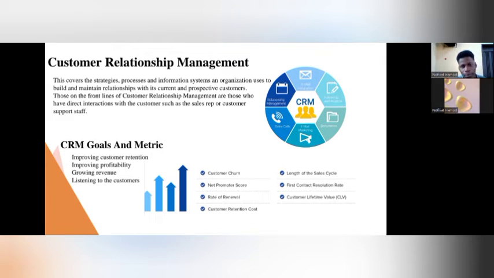Customer relationship management goals would include improving customer retention, that's retaining customers, allowing customers to come back for more goods, improving profitability, and growing revenue. Those will work hand in hand together. And listening to the customers, that's giving the customers an avenue to reach out to the organization.